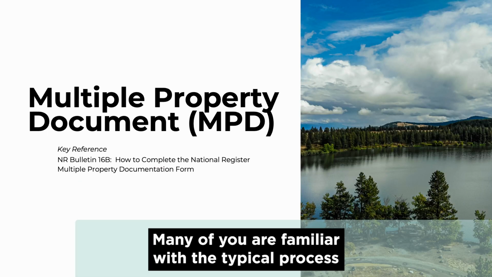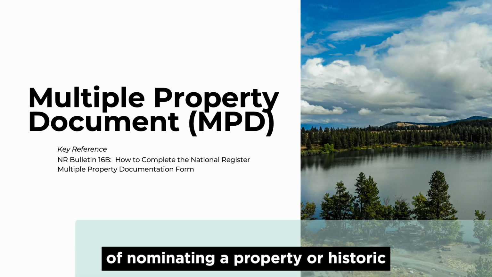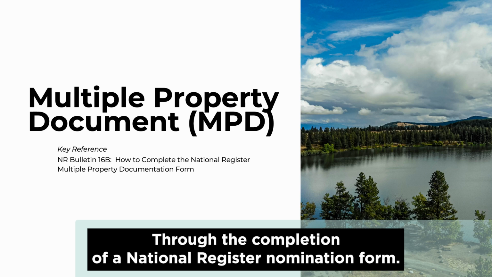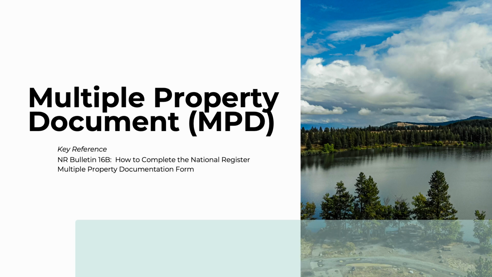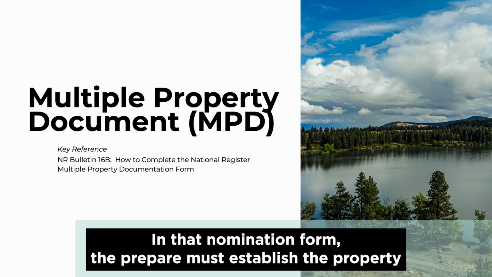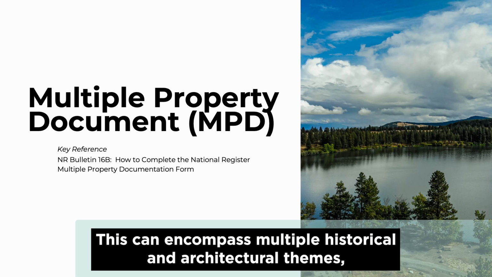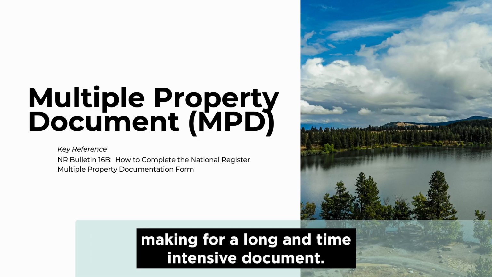Many of you are familiar with the typical process of nominating a property or a historic district to the National Register of Historic Places through the completion of a National Register nomination form. In that nomination form, the preparer must establish the property or district's significance within its historical context. This can encompass multiple historical and architectural themes, making for a long and time-intensive document.